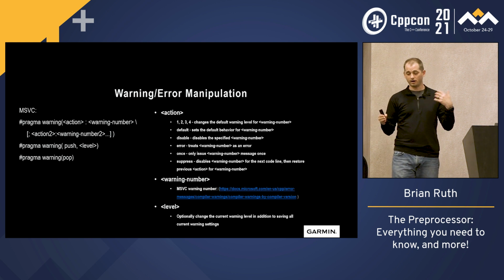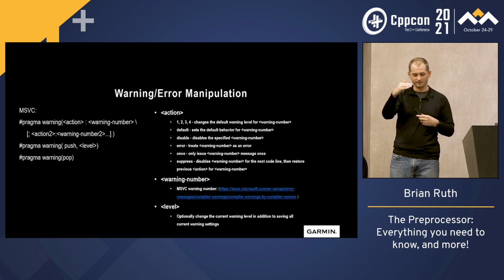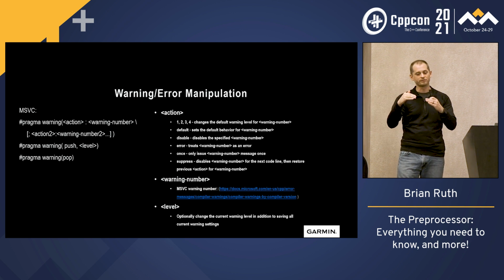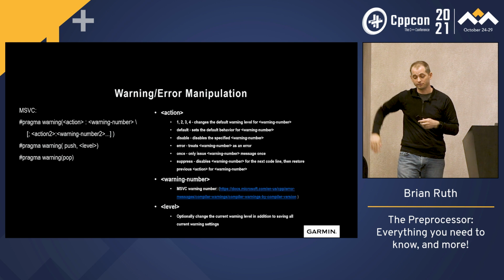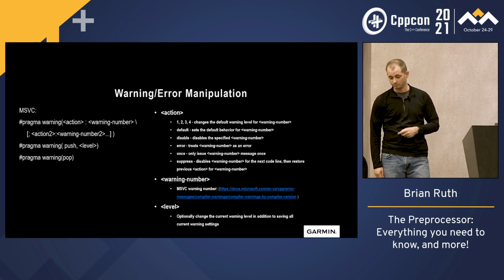Error treats it as an error. Once is kind of cool in that it'll only disable it for the following line. So you say, I know this next line has something on it that is going to generate a warning, just disable it for this, but I want this warning everywhere else. Suppress, again, is going to disable everything.